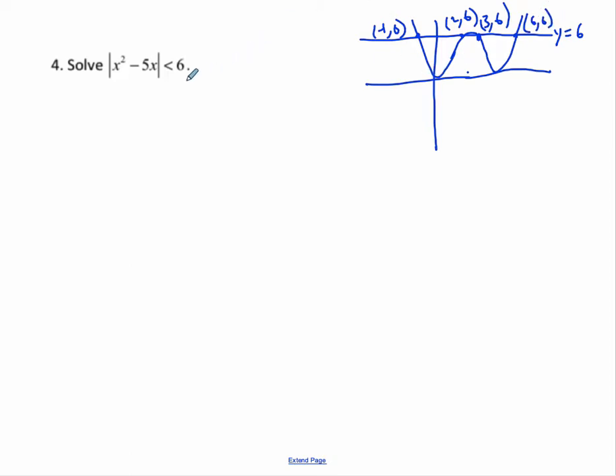Okay, so where is this function less than 6? It's less than 6 in this section and this section right here. So we can write that as x is between negative 1 and 2, union between 3 and 6.